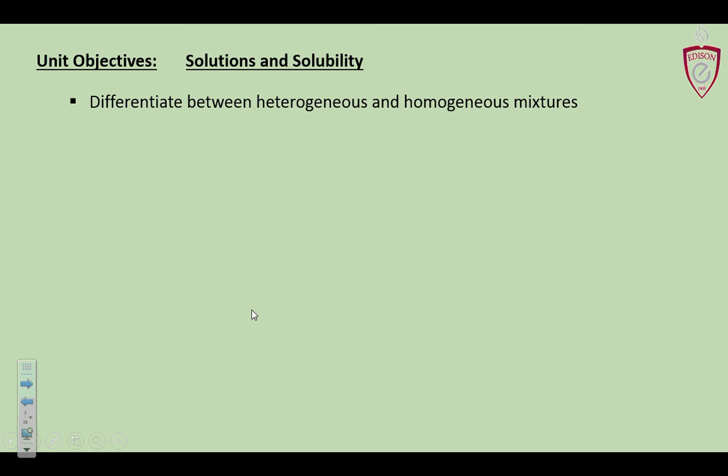First one, differentiate between heterogeneous and homogeneous mixtures. Geez, wasn't that part of our first unit of the year? Homogeneous and heterogeneous? Yes, it was. Differentiate means tell the difference between. There you go. Heterogeneous, they aren't all the same throughout, and homogeneous looks the same throughout. Hey, I did it. You did it.